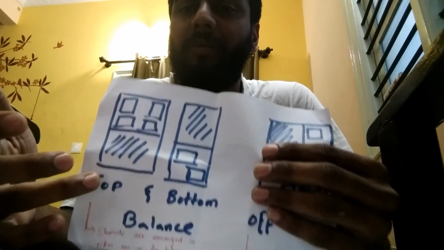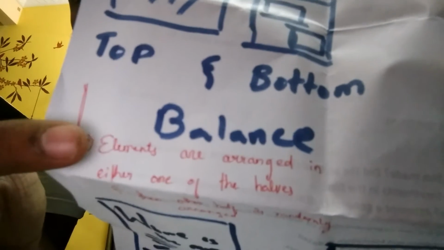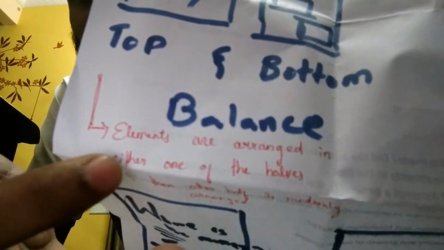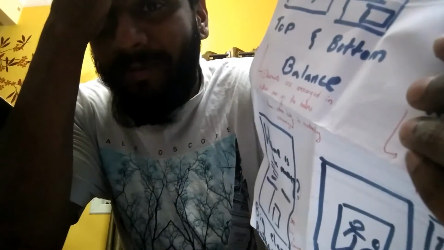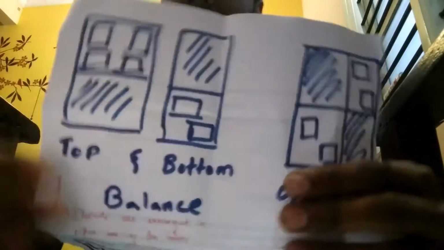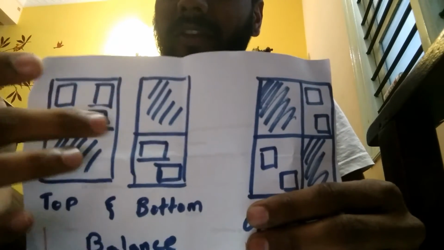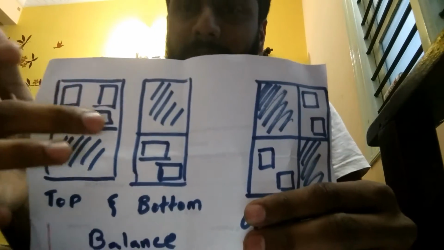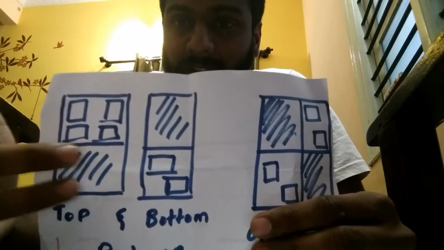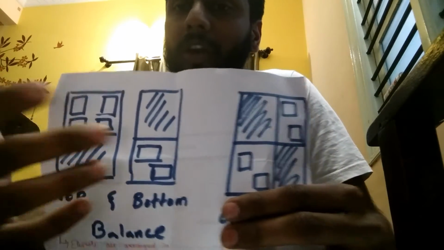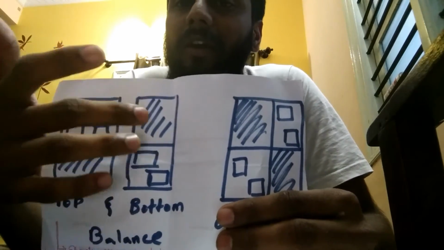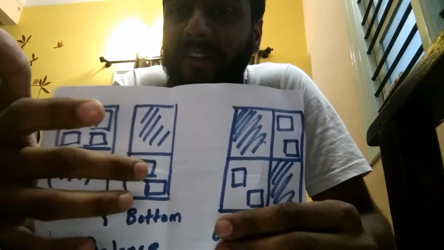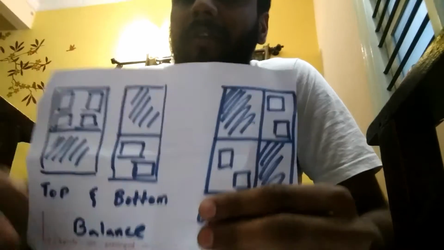So the first type of page makeup is top and bottom balance, right? If you can see, I've also explained it. Elements are arranged on one of the halves, and then the other half is randomly arranged. So your layout is divided into two halves like this. The top half will have all the elements arranged equally, and the other half will have the rest of the elements randomly put. Or the same process is done in the bottom half, where you put all the important elements neatly arranged and then put the other stuff randomly on the top half, right?